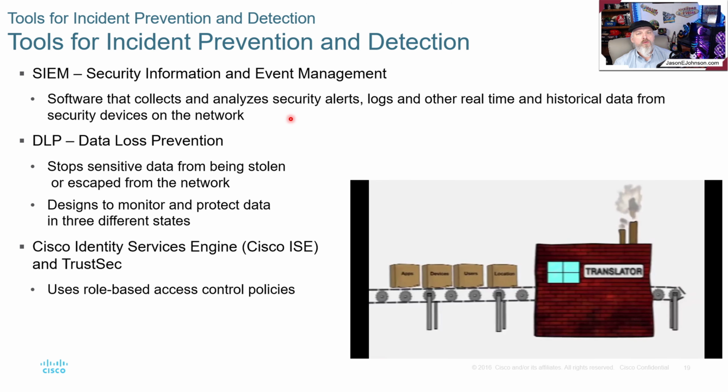Some tools that you can use: security information and event management. That's software that collects and analyzes security alerts, logs, and other real-time and historical data. You have DLP, data loss prevention. That stops sensitive data from being stolen or escaping from the network. It's designed to monitor and protect data in 3 different states. And then you have the Cisco Identity Services Engine, or the Cisco ISE, and TrustSec. That's user-based roles and access control policies.